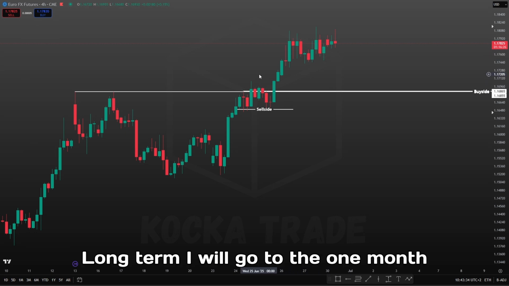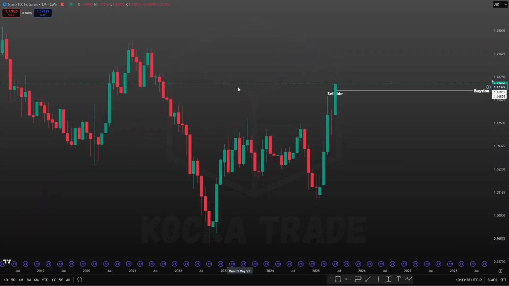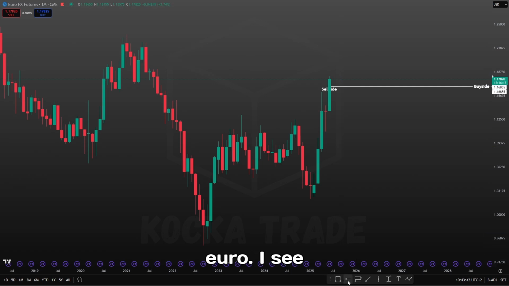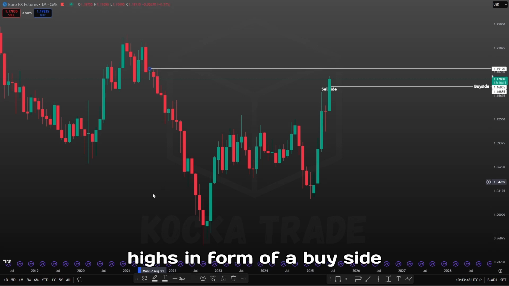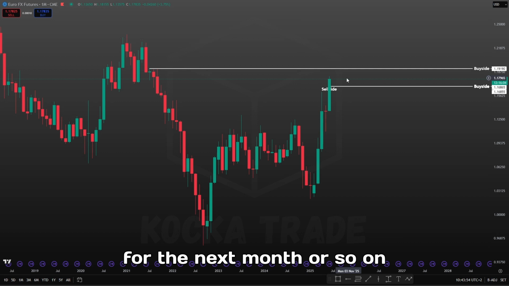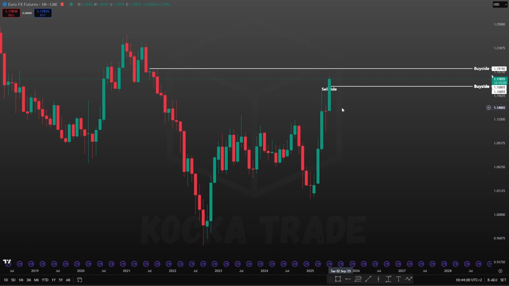And I specifically said that I expect it to go even higher long term. I will go to the 1 month chart. For the long term price target for the euro, I see these equal 1, 2, 3 highs in the form of a buy side liquidity. This is my long-term target for the next month or so, the next quarter. So this is the plan for the euro.